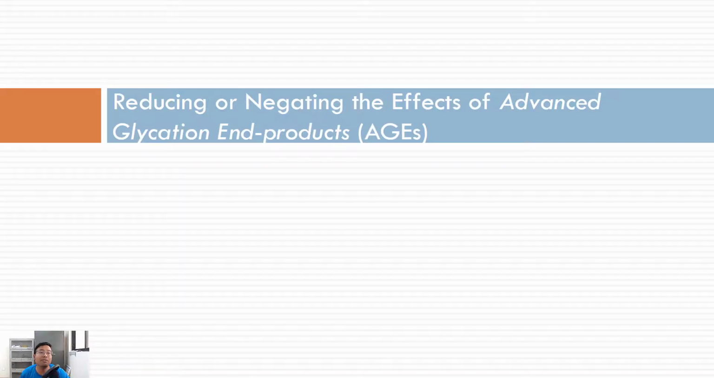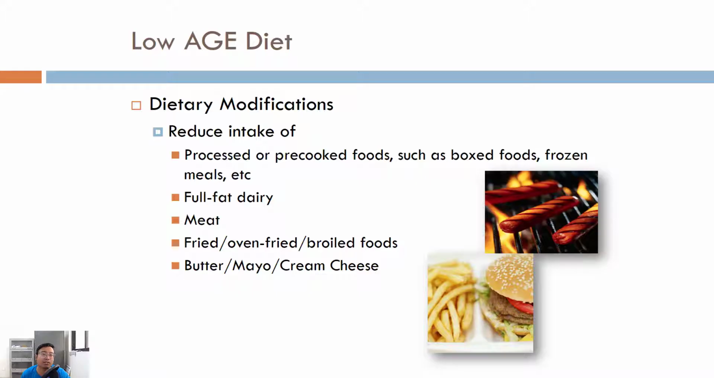So how can we reduce or negate the effect of advanced glycation end products? Number one, diet. Definitely we should avoid what is there. So we should reduce the intake of processed or pre-cooked food such as boxed food, frozen meals, all those salamis and sausages, absolutely no. Full fat dairy, no. Red meat, especially red meat, no. Fried oven food, all those chicken tikka grill, absolutely not. Butter, mayo, cream cheese, no.